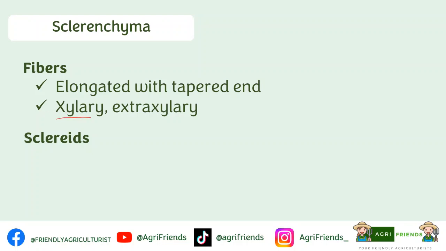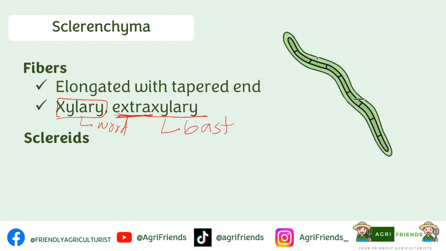The ciliary, these are fibers that are associated with the xylem. These are also called the wood fiber. The extraciliary, these are fibers that are associated with the tissues outside the xylem. That's why it is extra, outside the xylem. And it is also called the bast fibers. So this is what a fiber may look like.